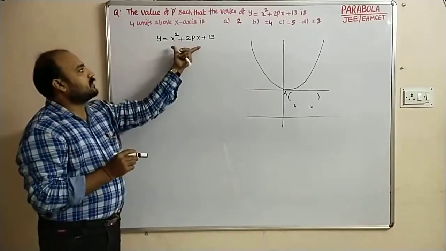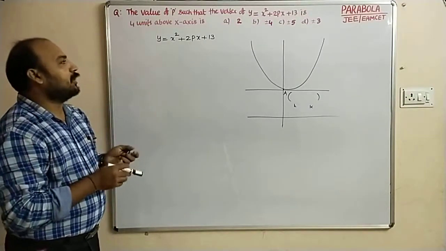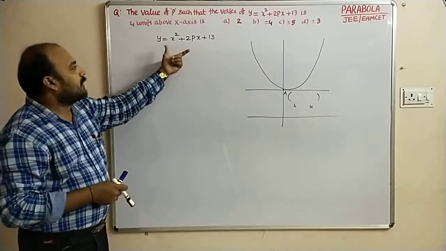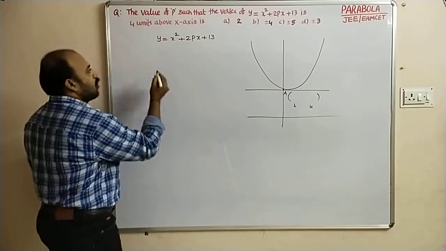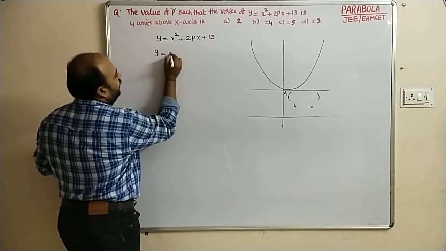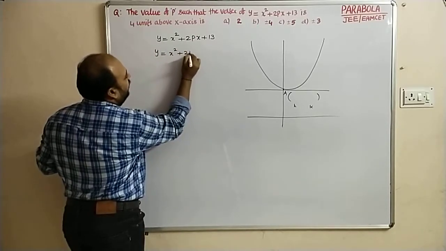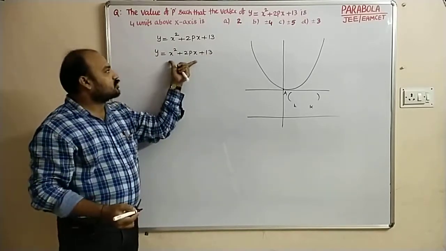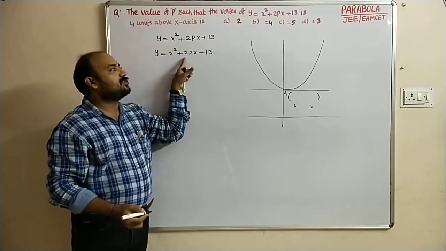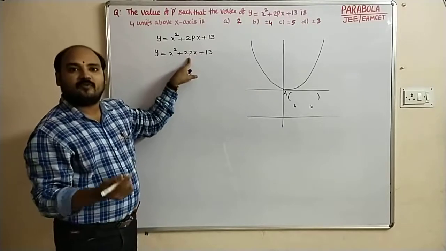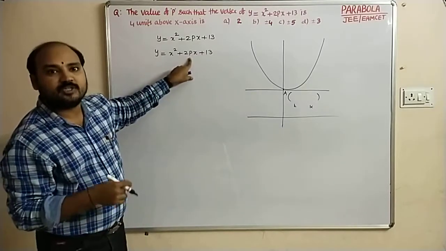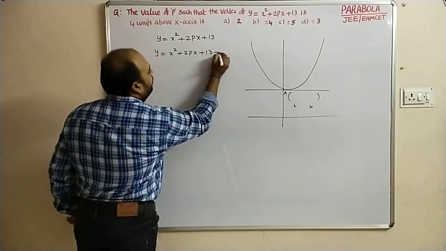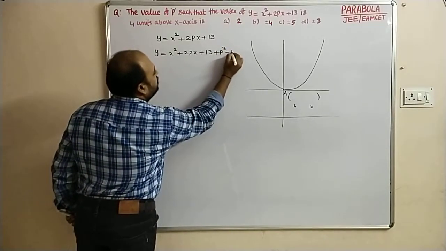So first, this curve we make into the form x minus h, because x is having square now. So to make the perfect square, y equal to x square plus 2px plus 13. Here the x coefficient is 2p, half of the x coefficient, 2p by 2, is p, which we have to square, adding and subtracting. So here plus p square minus p square.